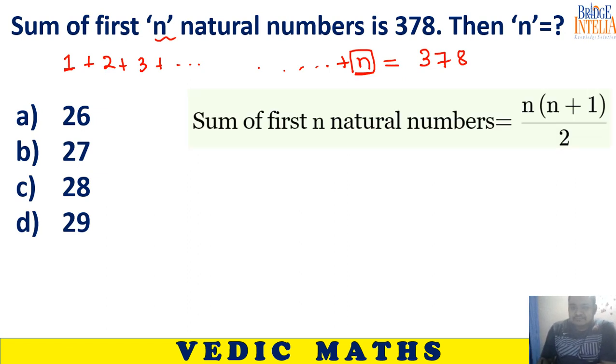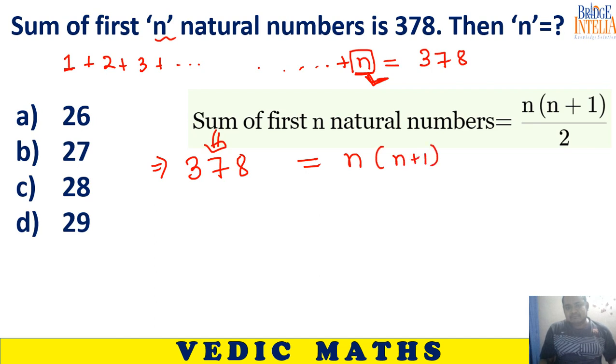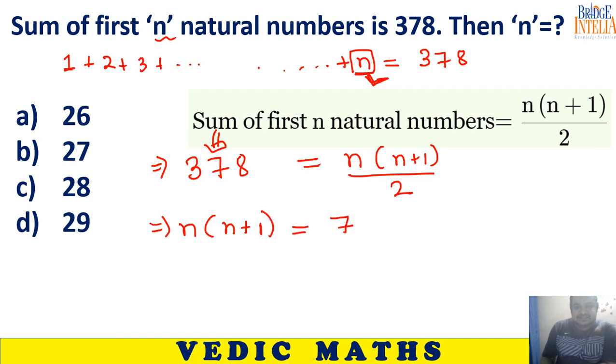So this is the formula. As per this formula, suppose that you stopped counting at n. If you stopped counting at n, the answer came to be 378. So you can say 378, because you already know the sum is given as 378, is equal to, as per this formula, n into n plus 1 by 2. So from here you can multiply 378 into 2, or you can write n into n plus 1 is equal to 756.